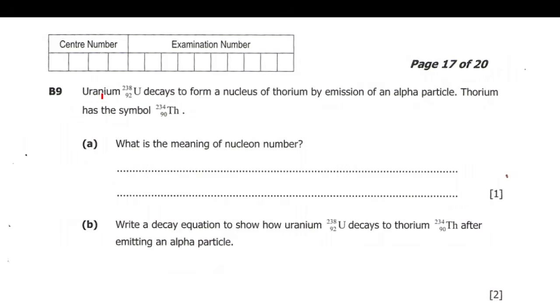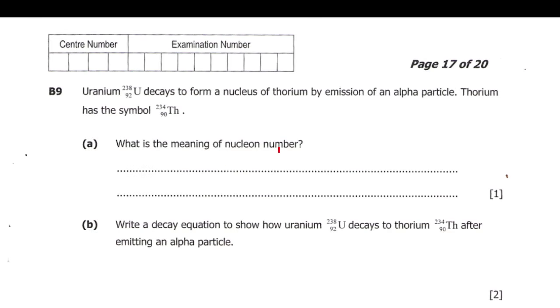9 reads: uranium 238, 92 decays to form a nucleus of thorium by emission of an alpha particle. Thorium has the symbol 234, 90 Th. So what is the meaning of nucleon number?